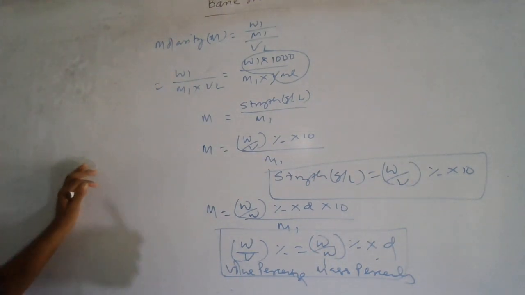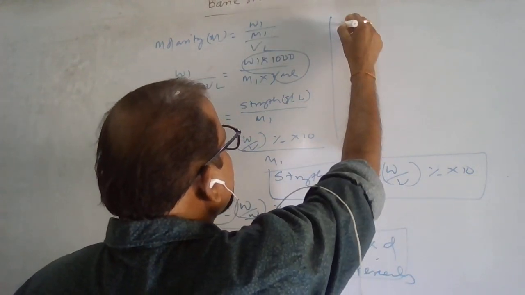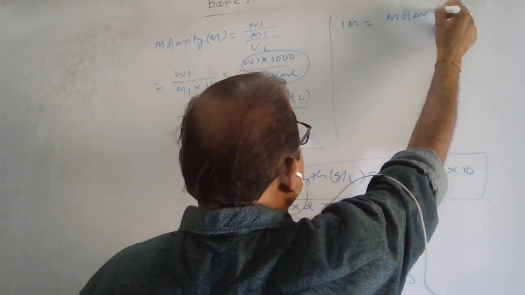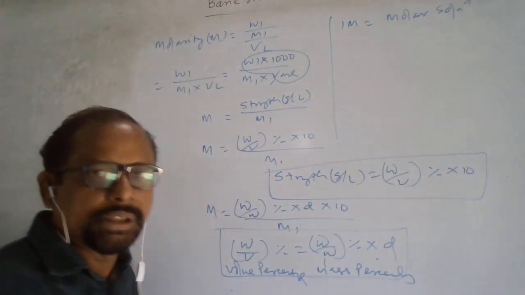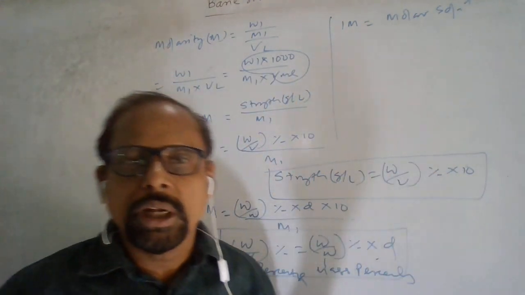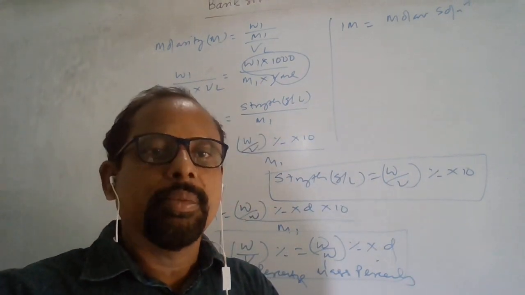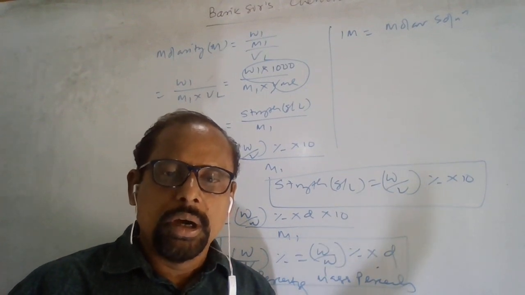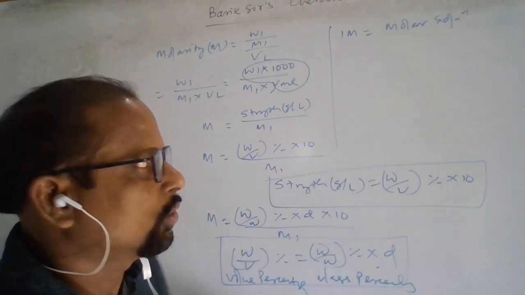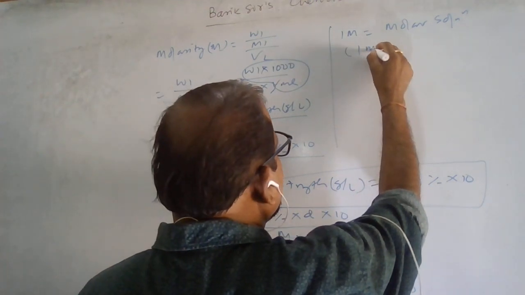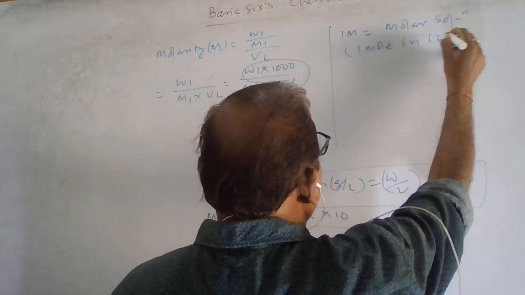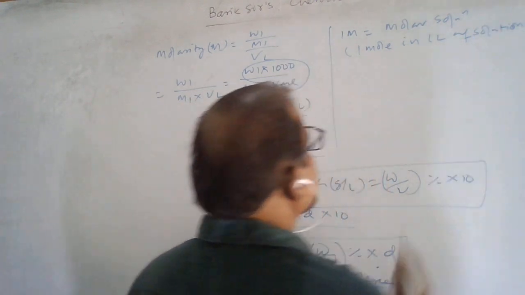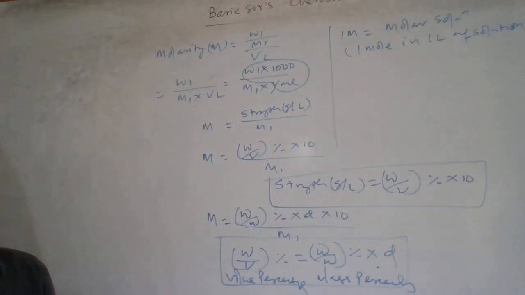And in case of the molarity, you have to remember that 1 M means it is called the molar solution. What is the meaning of molar solution? Molar solution means 1 mole in 1 liter of solution. 1 mole in 1 liter of solution is called the molar solution.